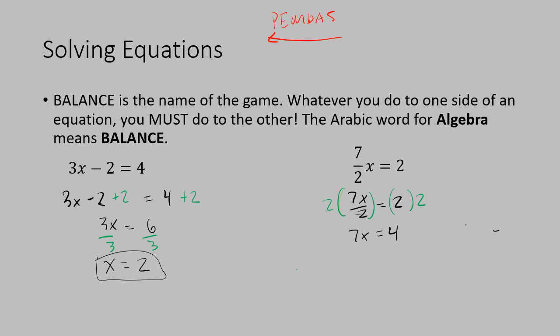And then I'm like, oh, now I've got to get rid of that 7. So that means I have to divide by 7 because I have multiplication there, and I have to do it to both sides. So I'm left with x equals 4 sevenths. Either way, you get the same answer. Different approaches to the same problem.